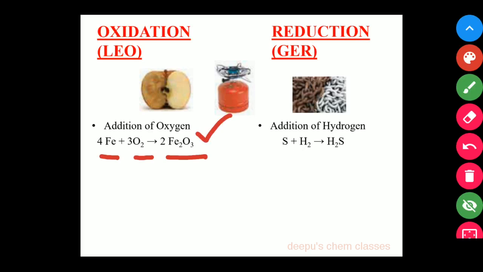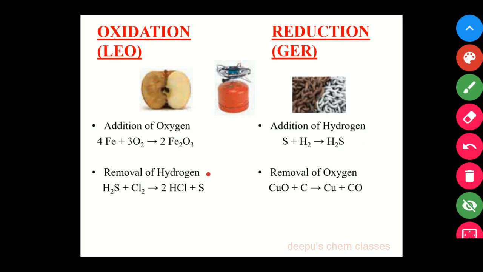Similarly, addition of hydrogen is said to be reduction. For example, when hydrogen is added to sulfur, it forms hydrogen sulfide. So in this case, hydrogen is added to the sulfur element. So addition of hydrogen is what? Reduction.